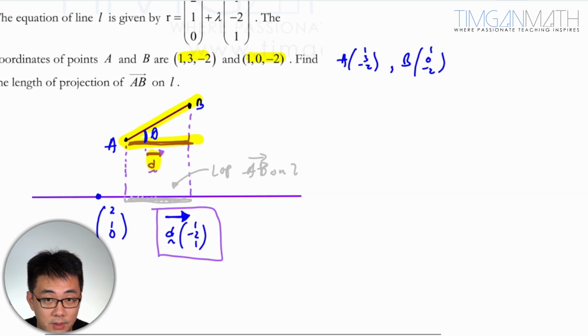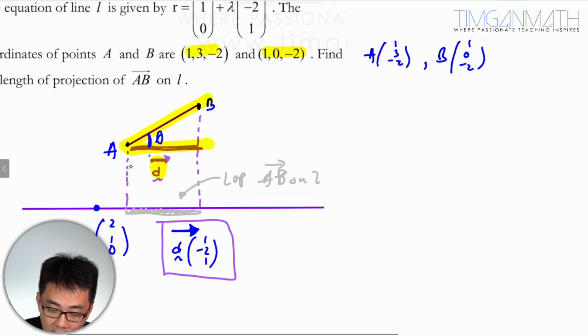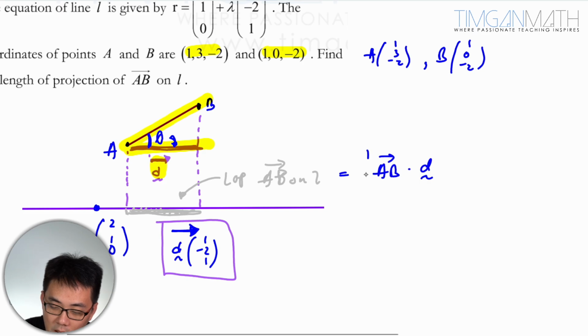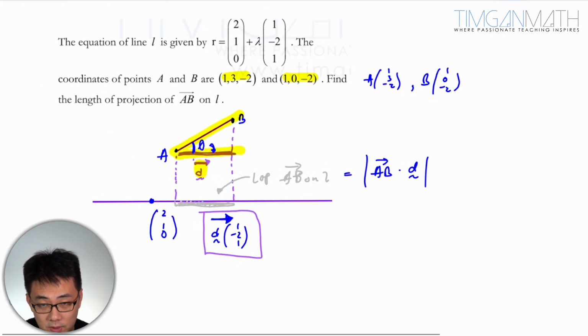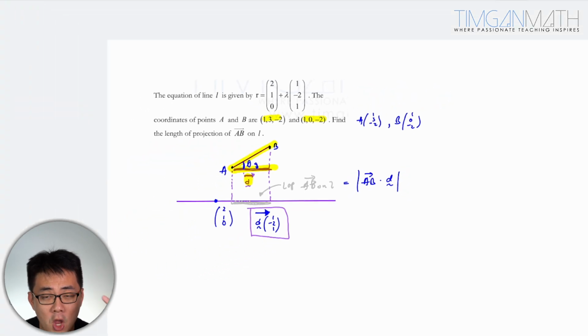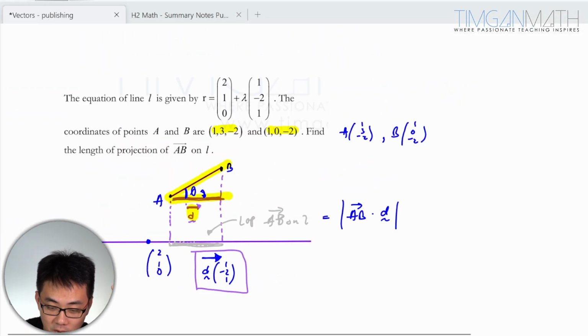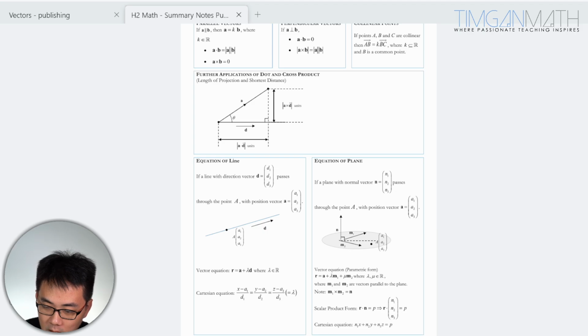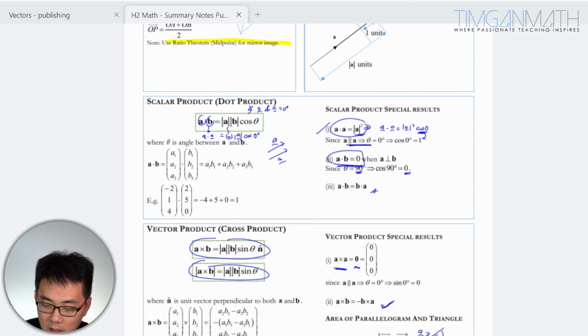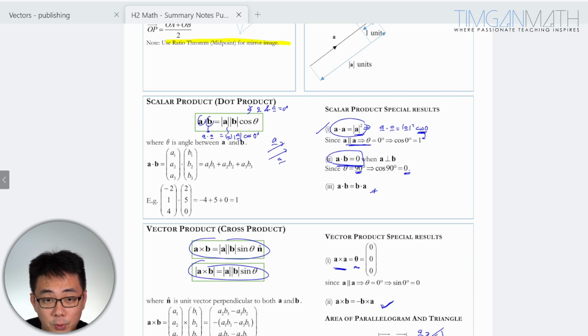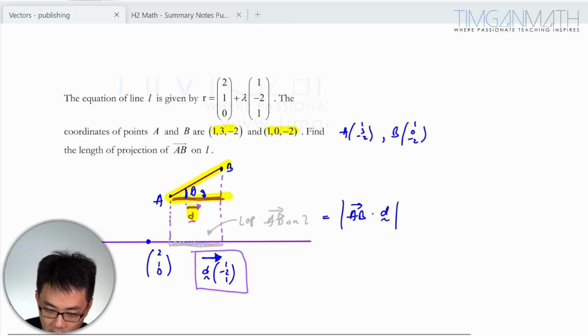So this is AB. In other words, you are looking for the adjacent side. The length that we want is the adjacent side. So the length of projection of AB on L would just be AB dot D. Adjacent side corresponds to cosine. Cosine corresponds to dot product. Your dot product is cosine. Remember that. So dot product is cosine, cross product is sine. So this is dot product.